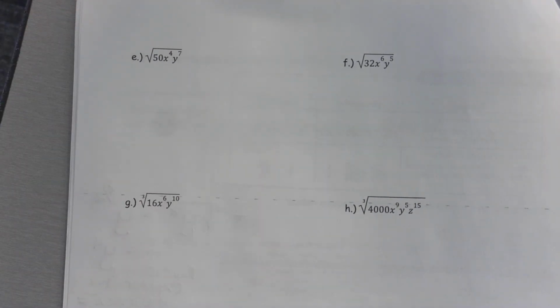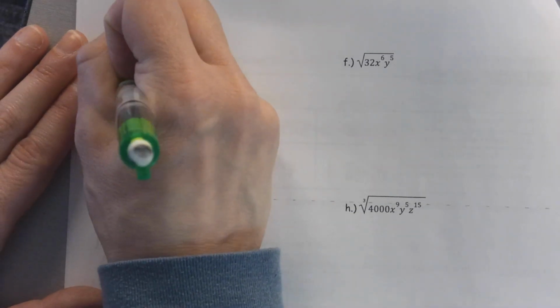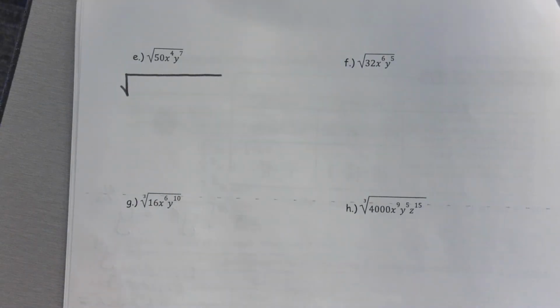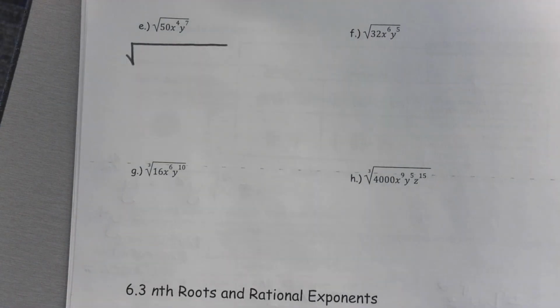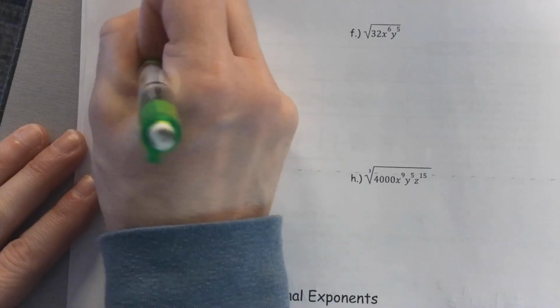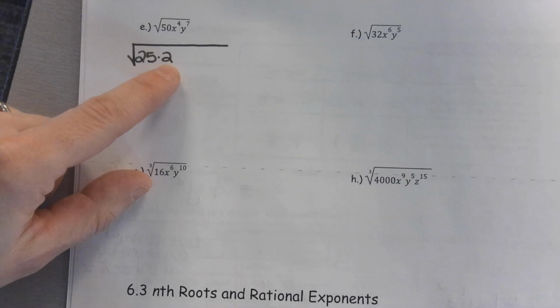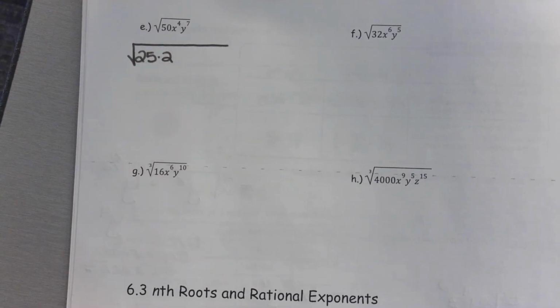All right. So part E has more stuff that isn't perfect squares. Is 50 a perfect square? No. So we're going to break things into things that are perfect squares and things that aren't. So let's start with the 50. Think about things that are perfect squares. What perfect square can divide evenly into 50? 25. So I'm going to break the 50 apart into 25 times 2. So this piece is a perfect square, this piece not so much.